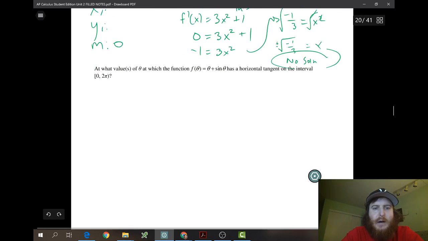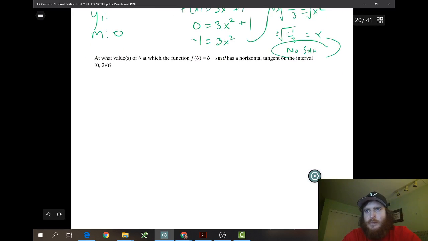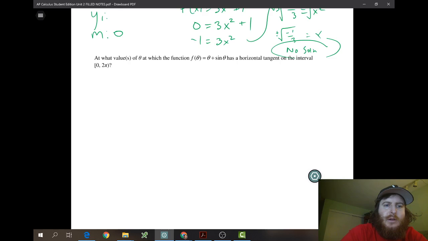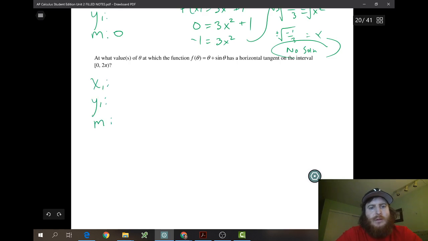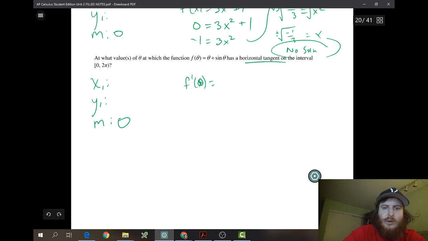Okay. Now let's do the same thing, but with a trig. So again, x1, y1, and m. Okay, so our first step is we see that we have horizontal tangent, so our m is 0. So we're going to do f prime of x equals, or really f prime of theta, I guess, equals, now the derivative of theta is 1. The derivative of sine is cosine of theta. So 1 plus cosine of theta. So we're going to set this to 0 because that was our m.